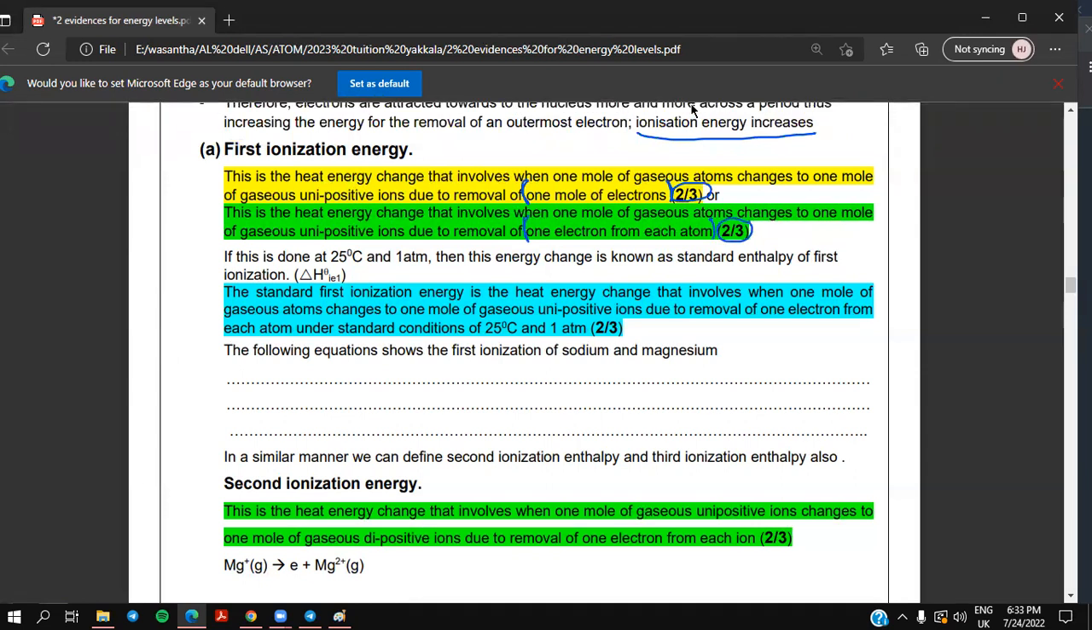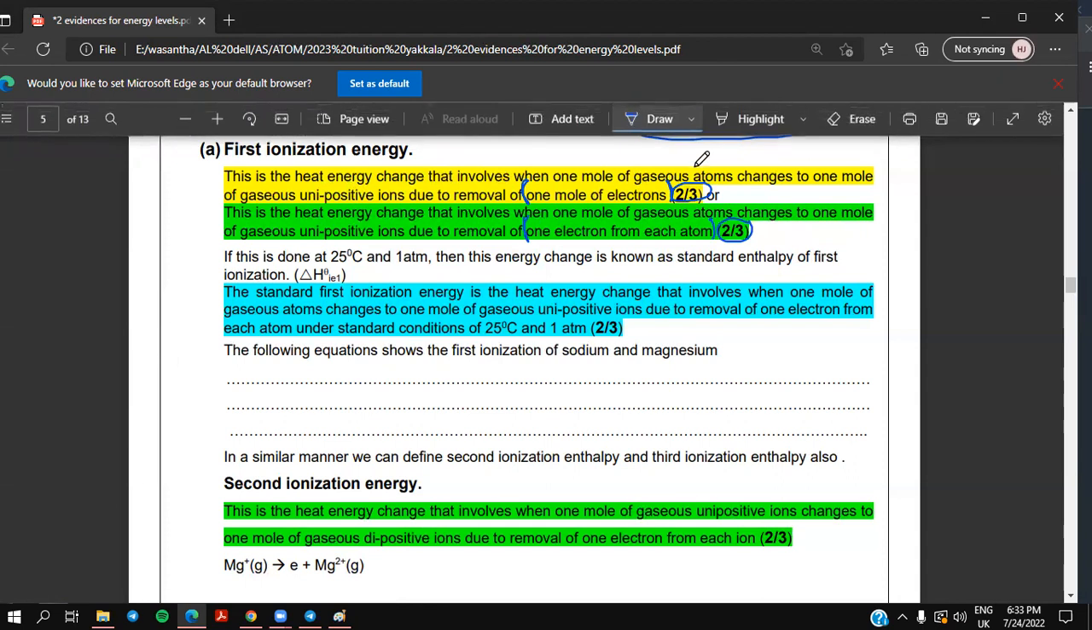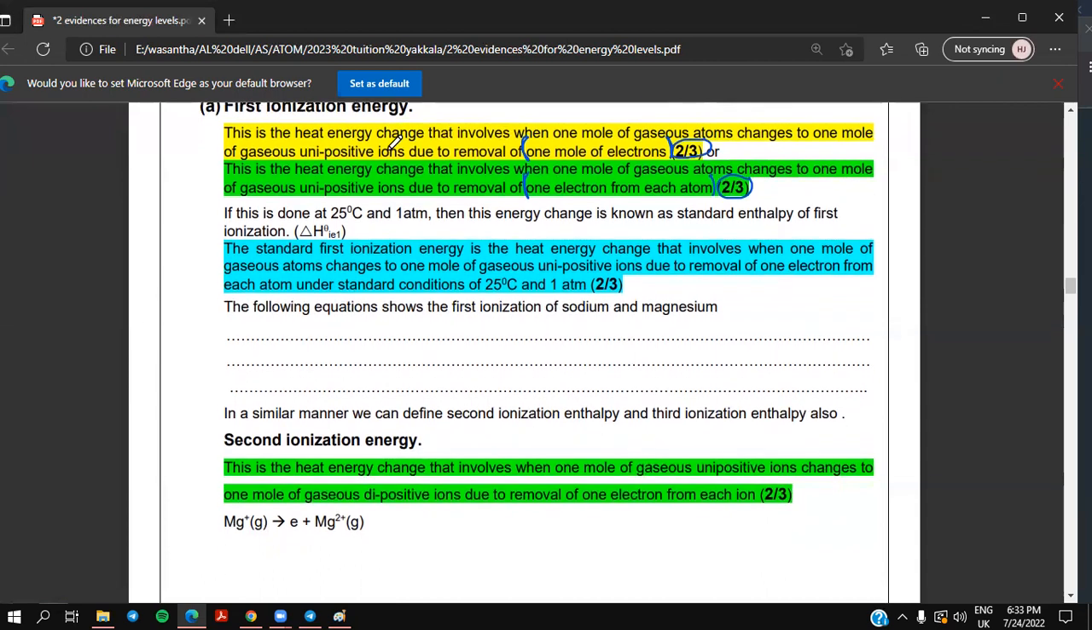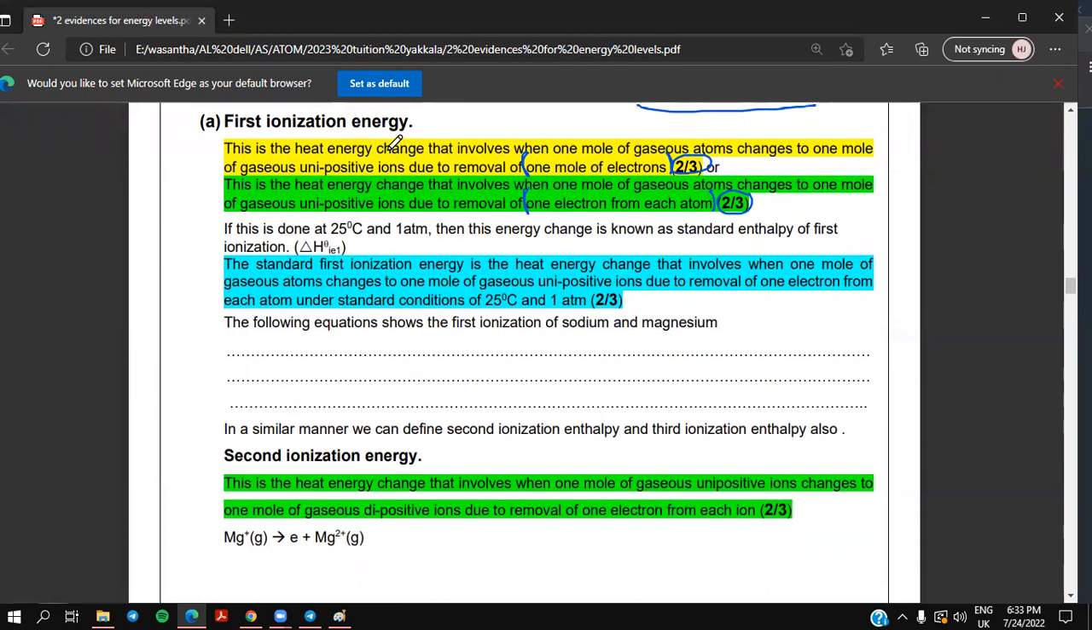Same marks for this also. There are some slight variations in marking scheme. So with those variations, we can go to a maximum of 3 marks, minimum of 2 marks for discussing this definition for first ionization. However, there are a few other things to be inserted into this.